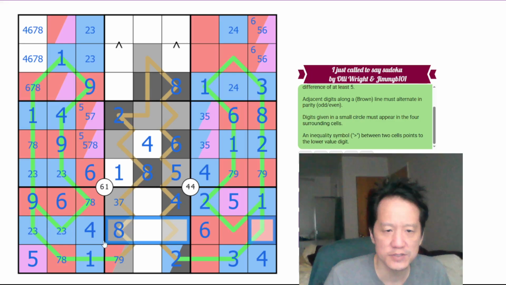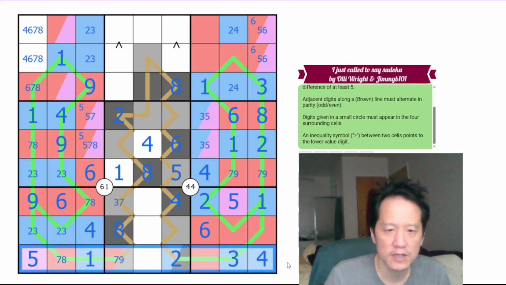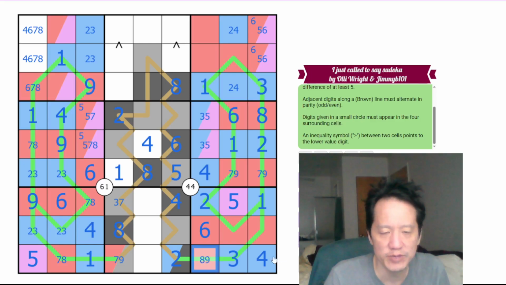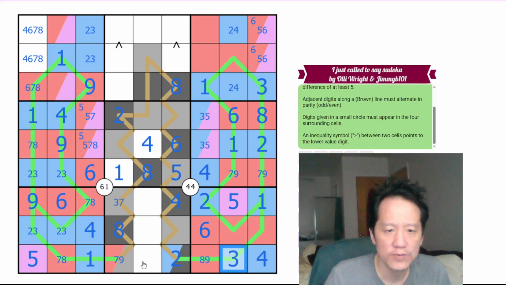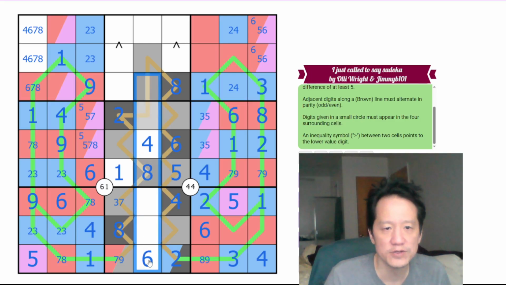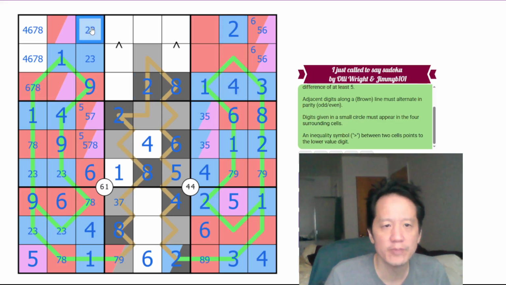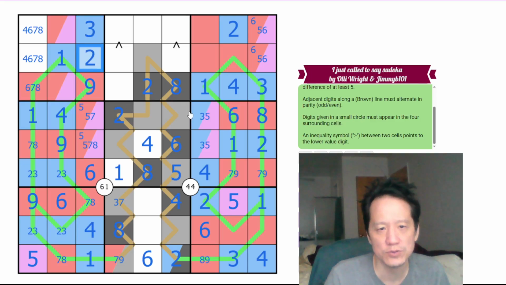6, where is the 6 in row 9? Can't be this. This has to be 8 or 9 because it's next to 2 and 3. Well, the only place left now is here. So this is a 6. This can't be 6 or 8 or 4 in this column. So this must be a 2, which makes this a 4, which makes that a 2. That makes this a 3, which makes that a 2.